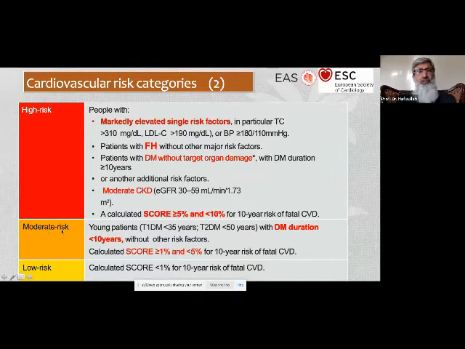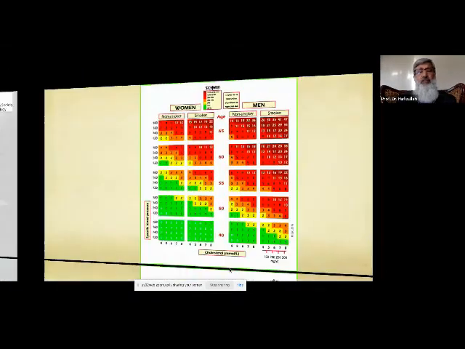What is moderate risk? It is young people, diabetes less than 35 years. Sorry, type 1 diabetes less than 35, and type 2 diabetes more than 50 years of age, with diabetes duration of 10 years without other risk factors. So these people, those who may not have any ischemic heart disease, still are at a higher risk. And if the risk calculated is between 1 and 5%, and low risk is less than 1% for 10 years risk of fatal CVD. And how do we estimate this risk?